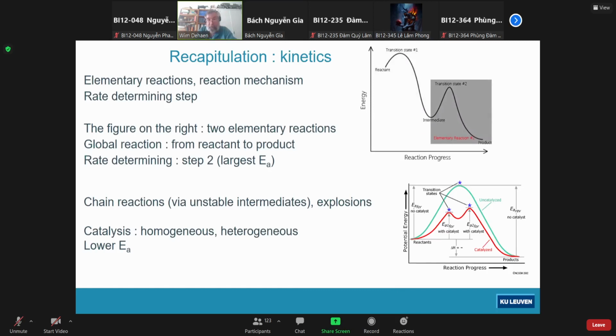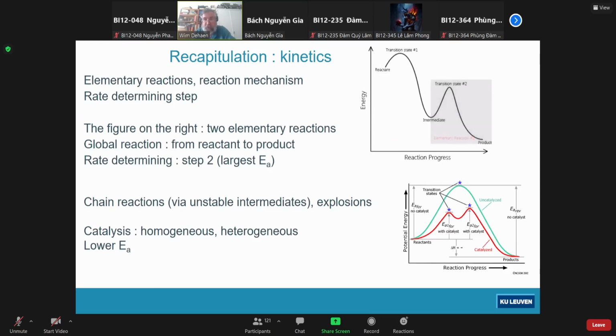And these steps energetically could be quite different. And depending on the energy, you could have rate determining steps. So what we see here on the slides is the reaction progress or reaction coordinates. And that's a non-scalar thing. That means just where are you in the reaction at a certain time.